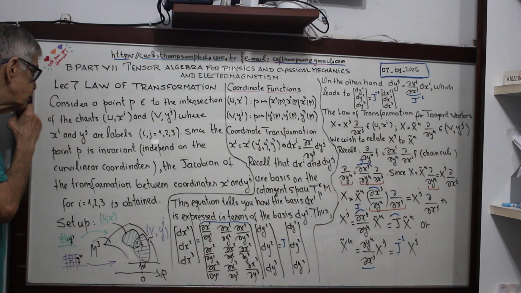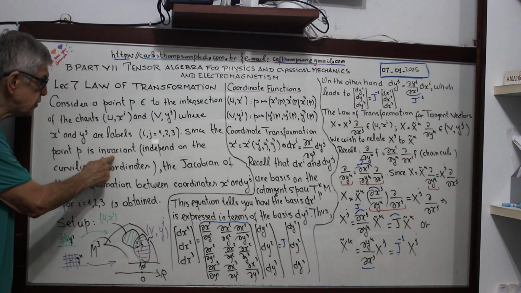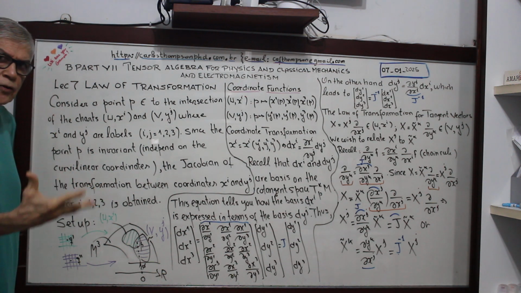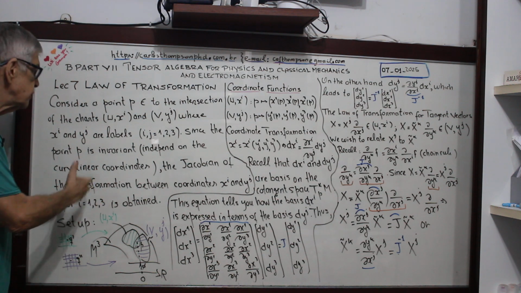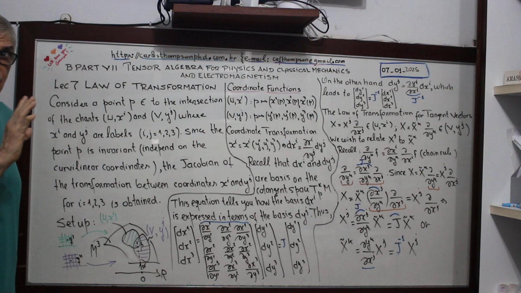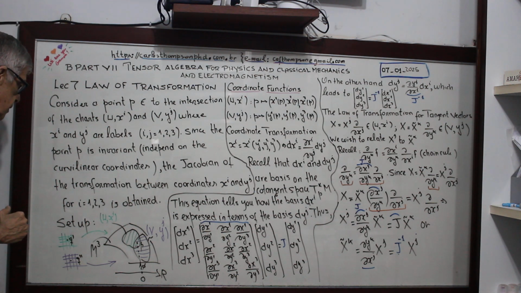Now, I would like to make a point here. It's not only point P which is invariant. Any vector or covector is invariant in this case because it does not depend on the curvilinear coordinates. But the components, they do depend. Okay? That's very, very important for you.